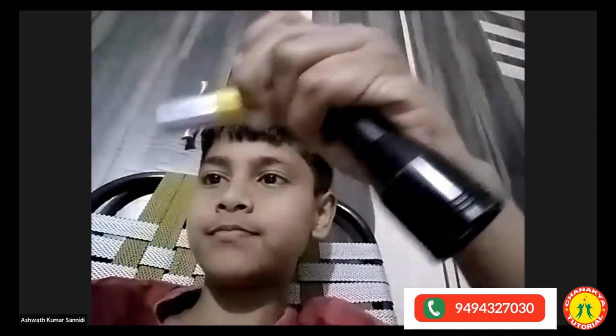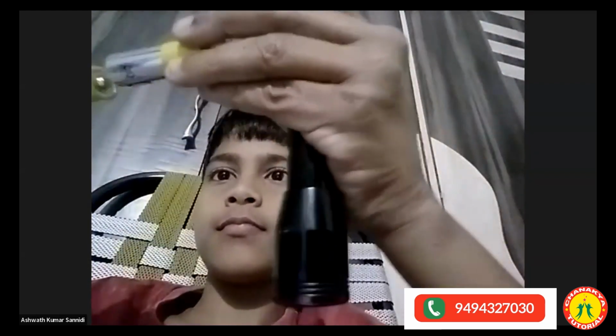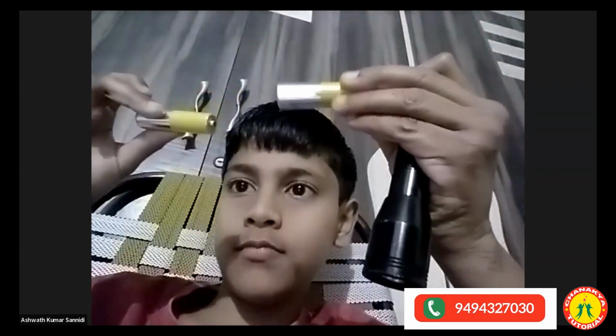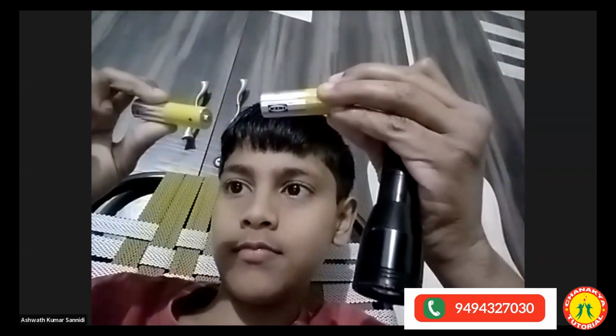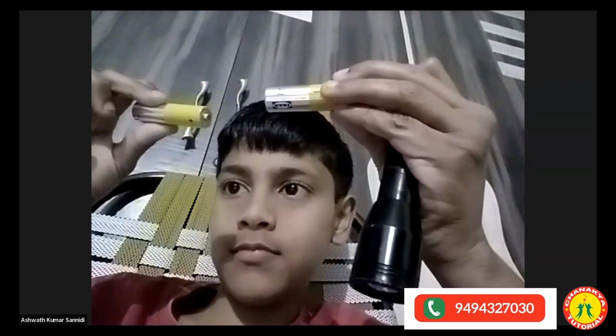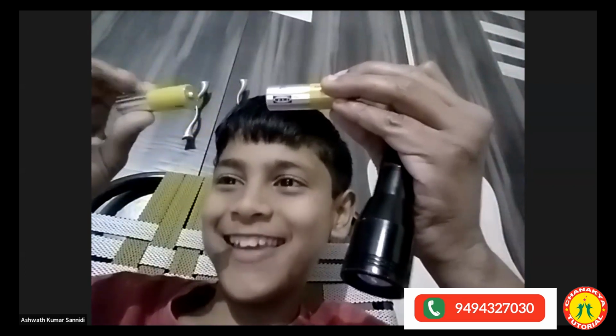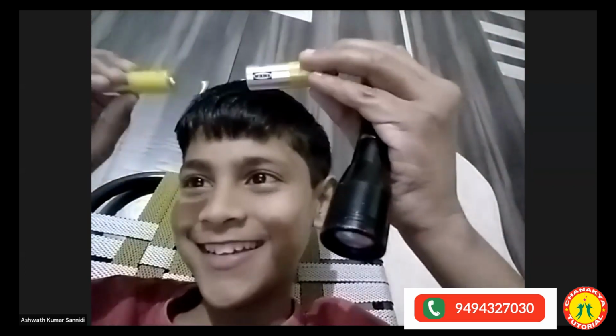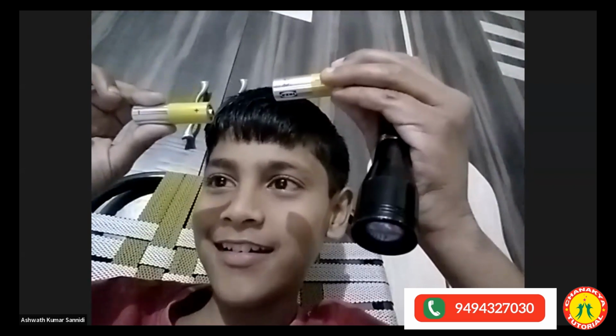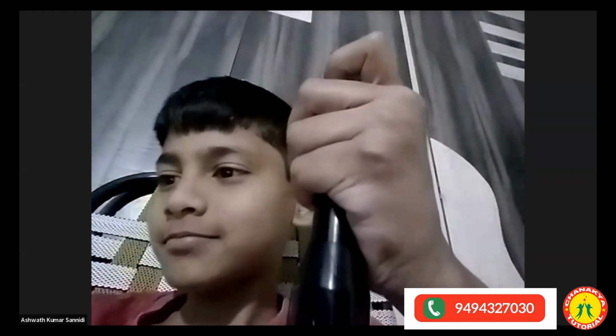Now show that positive and negative, where are they? That battery cell is a different color, right? Ma'am, I guess it's an IKEA battery, bought from IKEA, ma'am. Okay, so you can see the positive and you can see the negative terminal also. Insert it now, Ashwath. Otherwise, it will not work.